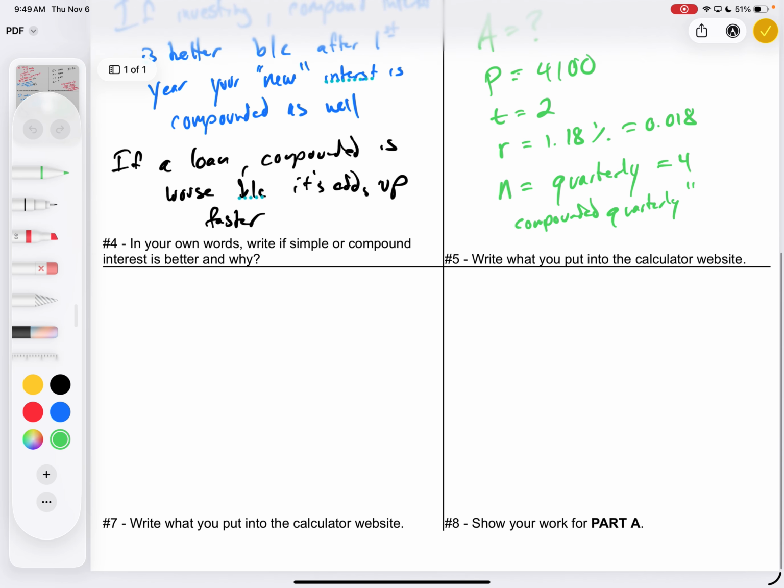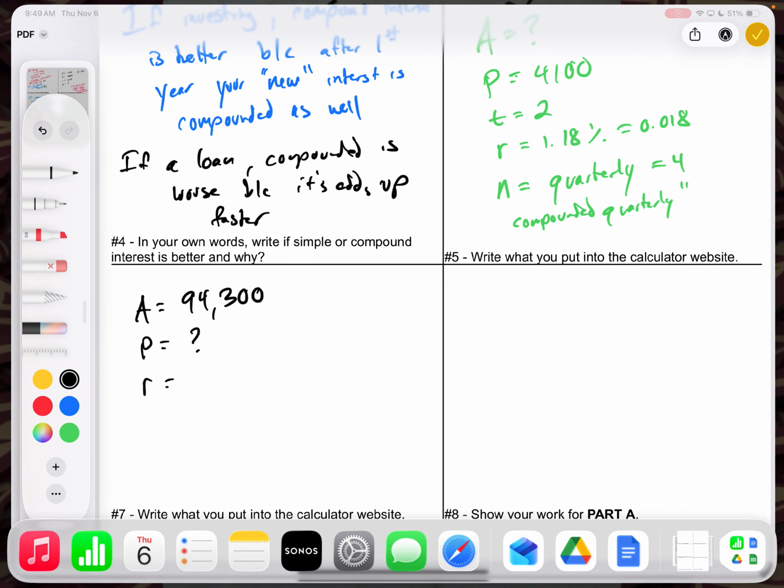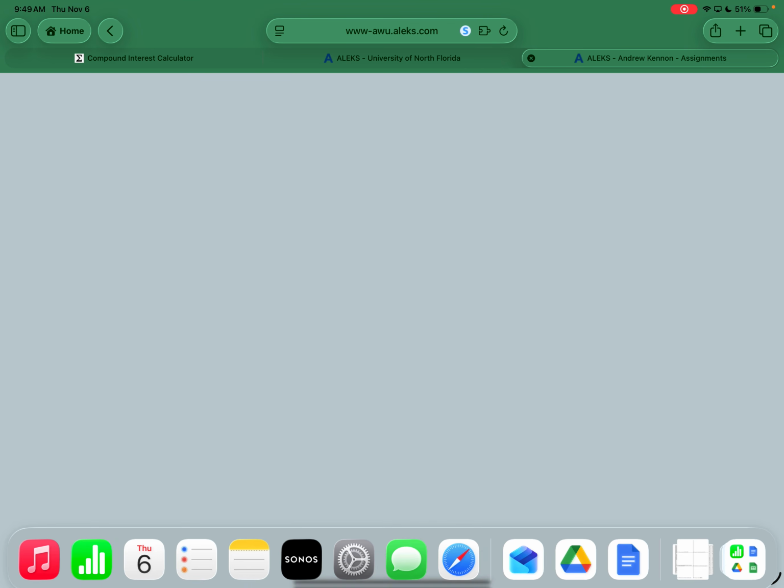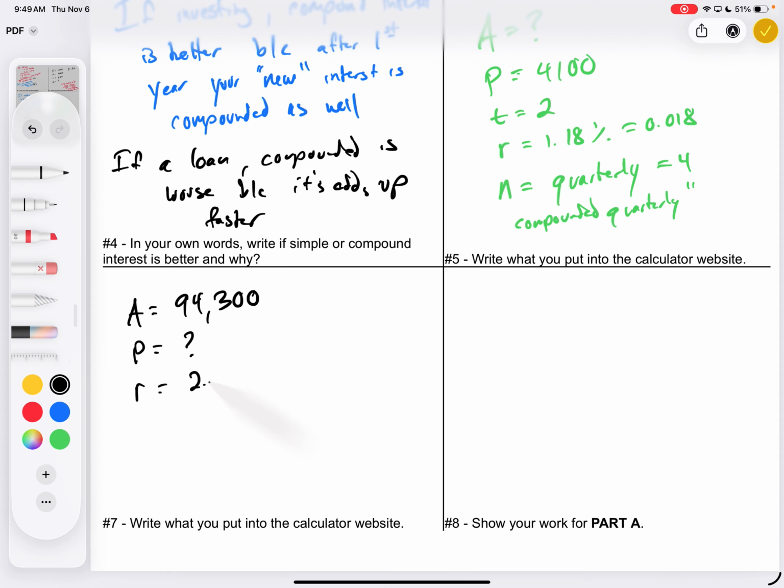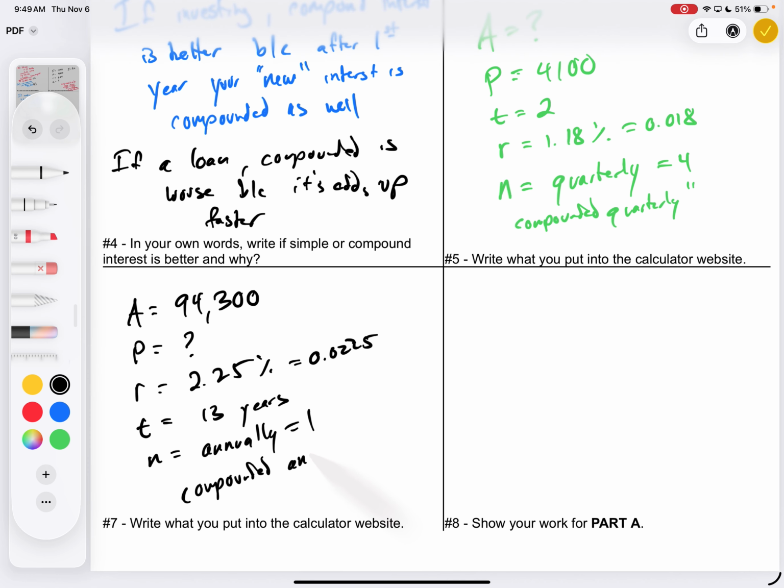On our test work page, we are going to do A, we want 94,300. P, we don't know our starting amount. Our rate was 2.25 annually. My time was 13. That's percent, so 0.0225. 13 years. And my N was compounded annually, so that is 1. I'm fine if you just write compounded annually, because that's the way the calculator really does it.